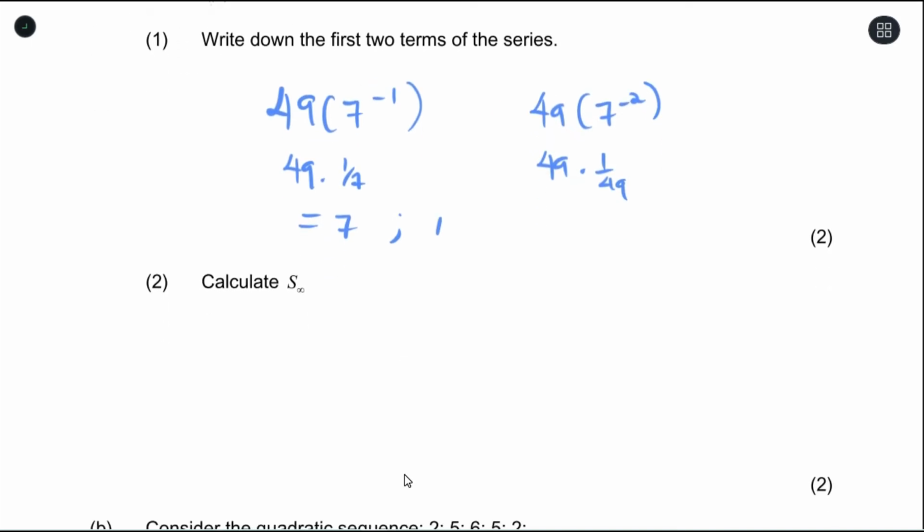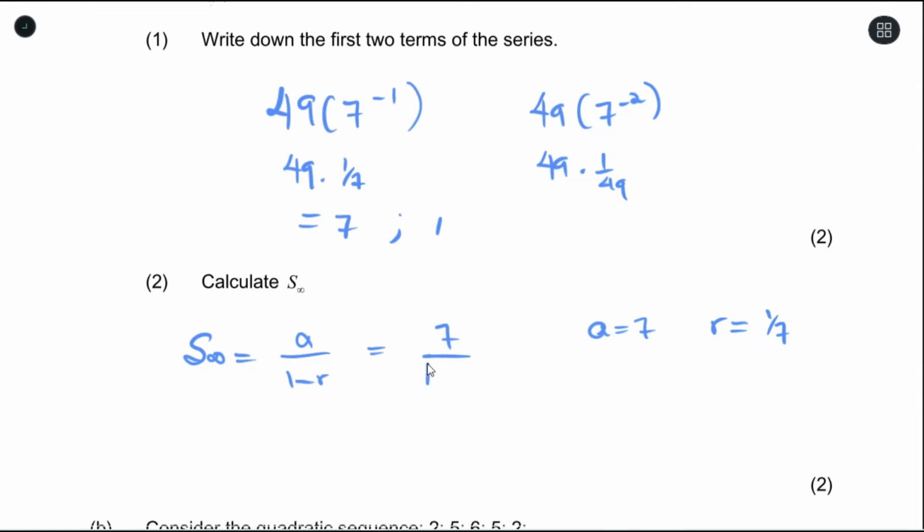Now question 2 asks us to calculate the sum to infinity. If you're trying to find your sum to infinity, what we normally do is write the equation to start with. So the sum to infinity equation looks like this. Okay, now from here we can see from our first two terms, our a is equal to 7. Since this is a geometric sequence, our r is 1 over 7 because t2 divided by t1 gives you 1 over 7. We substitute these two into our equation.